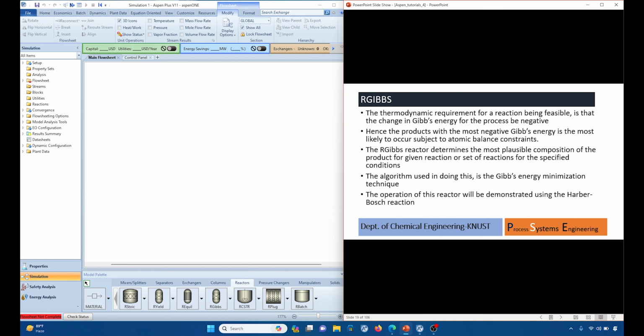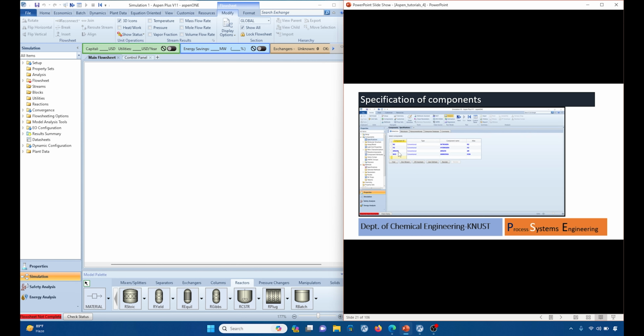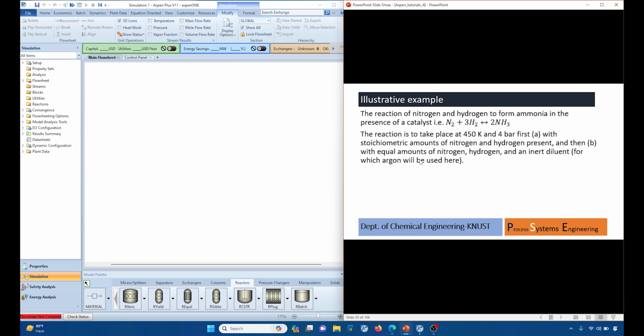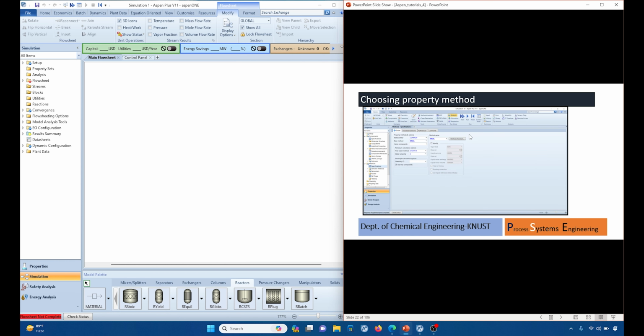So there are a lot of configurations under which it can be run. And if you look in the material, it's been used to solve a problem.